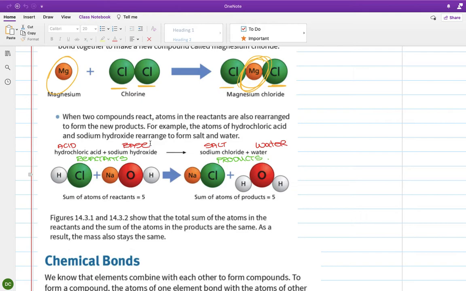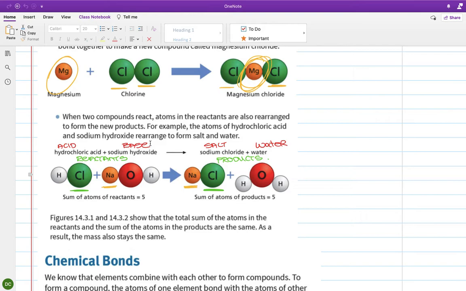On the left we have a chlorine. Here it is. It was in a bond with a hydrogen to give you the hydrochloric acid. We still have the chlorine over here on the right, but now it's in a bond with sodium. Sodium is here in a bond with the oxygen and the hydrogen, so that's your sodium hydroxide. And we still have the sodium over here on the right. It's just now in a different bond with the chlorine.